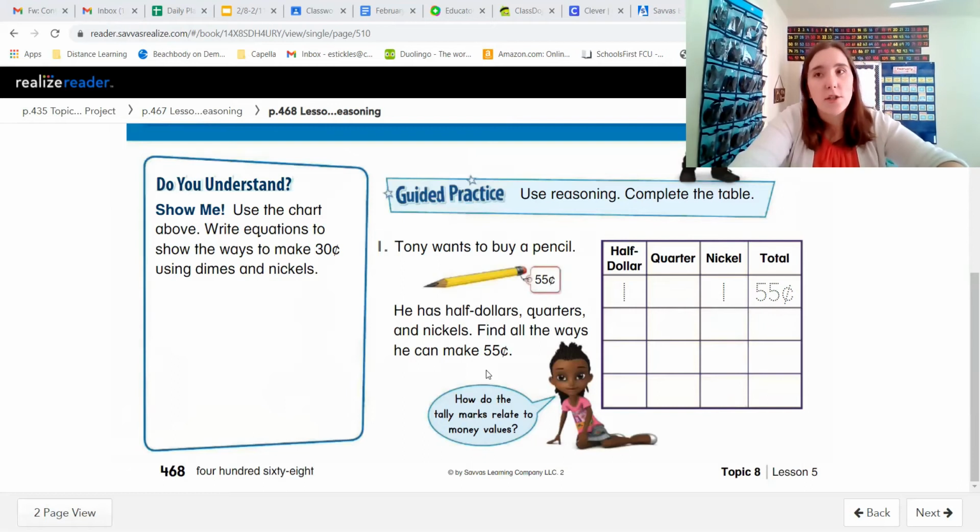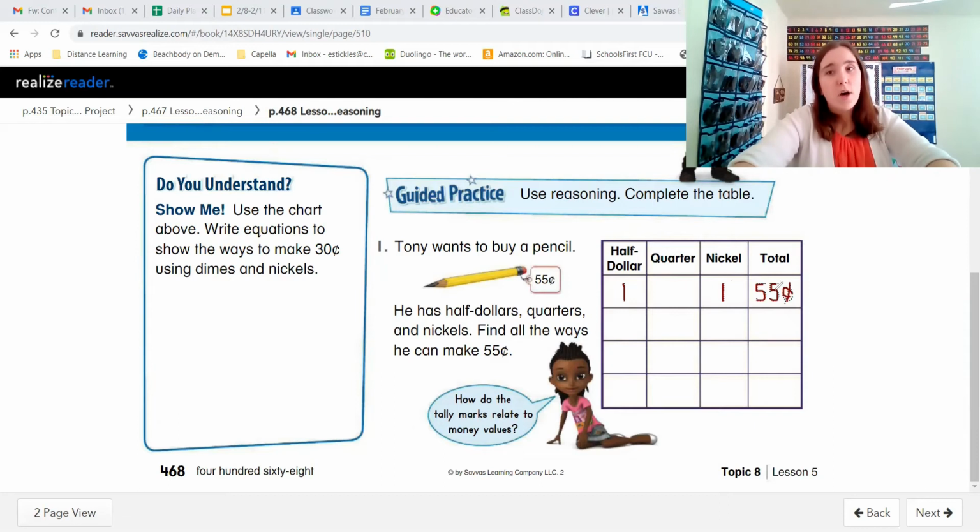So the way that I like to start with these problems, when I need to figure out all the ways to do something, is start with the biggest coin first. So if I start with a half dollar, I'll put a tally mark, half dollar. I would already have 50 cents, right? How many more cents would I need to add to get to 55? I would just need to add 5 cents, which is 1 nickel. So a half dollar and 1 nickel equals 55 cents. Okay, that's one way to make 55 cents.